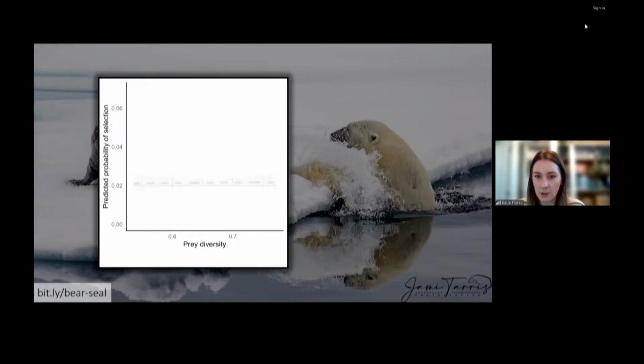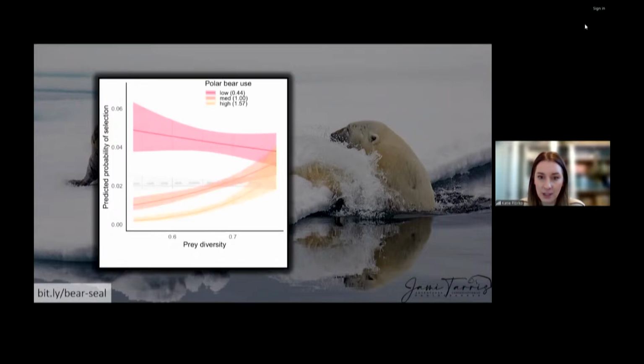The first result I'll show here is ringed seal habitat selection relative to prey diversity. If we just look at prey diversity and seal habitat selection, there's not a relationship here. However, when we add an interaction with polar bear use, we see how polar bears modify this relationship, where seals are more likely to spend time in low-risk areas unless prey diversity is high, so seals traded safety for food.